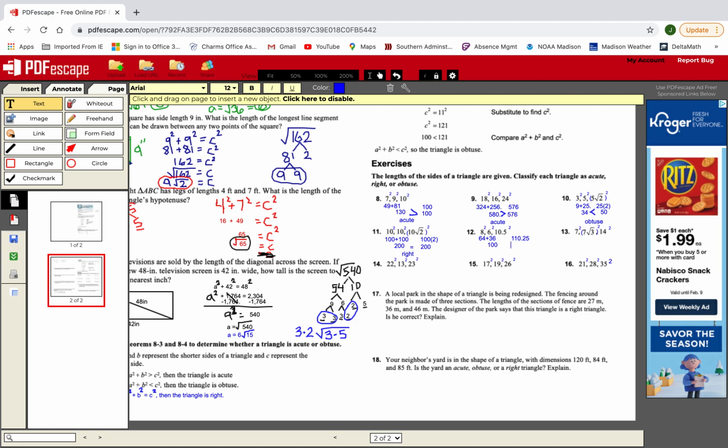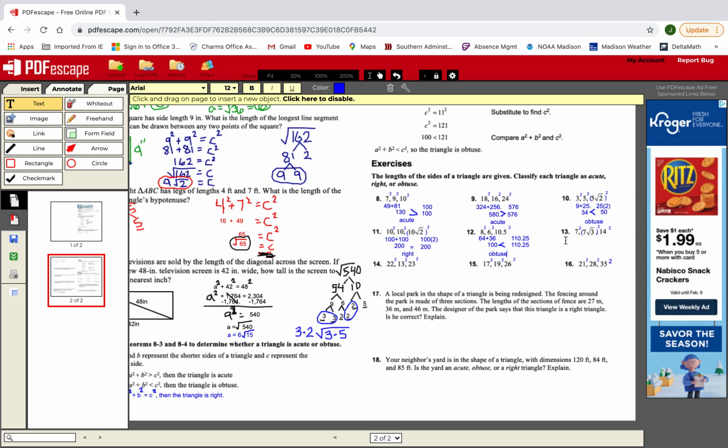Not equal to 110.25. So I can take my freehand here and I can show the alligator eating the bigger one. I can see that the c squared is bigger there, and since the c squared is bigger, this is going to be an obtuse triangle. Obtuse.